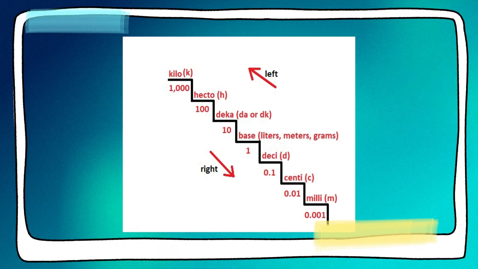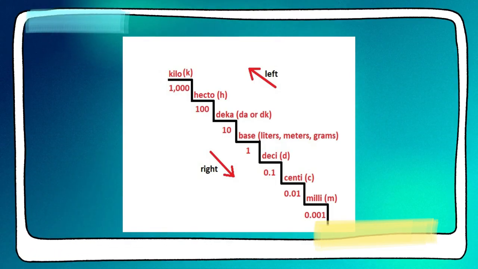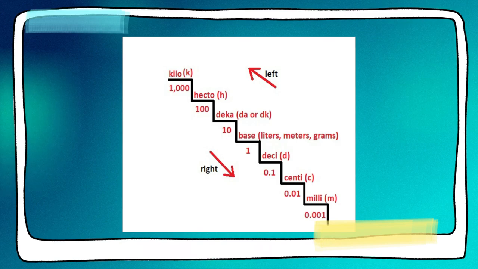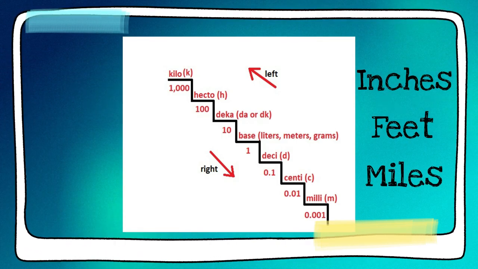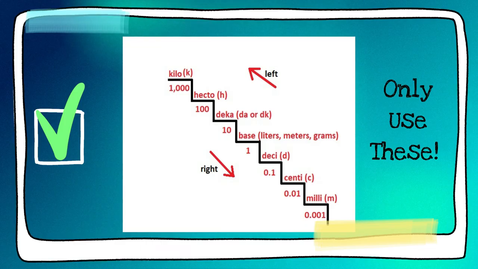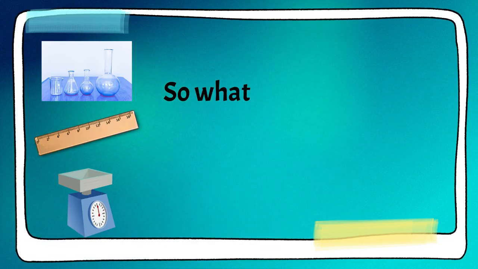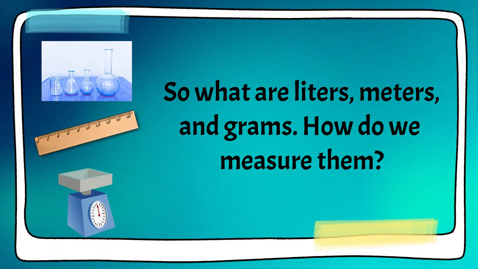And these are the units that you're going to use in place of the standard units. Some examples of standard units are things like inches, feet, and miles. We're not going to use those in science. We're only going to stick to these metric measurements, as you can see with the metric staircase. So what are liters, meters, and grams, and how do we measure them?